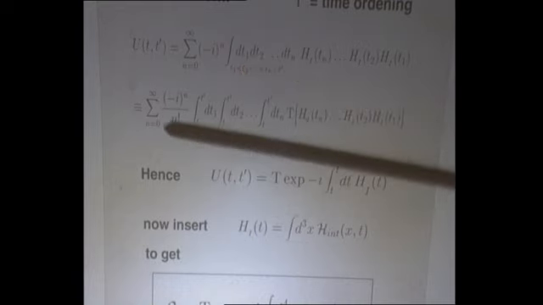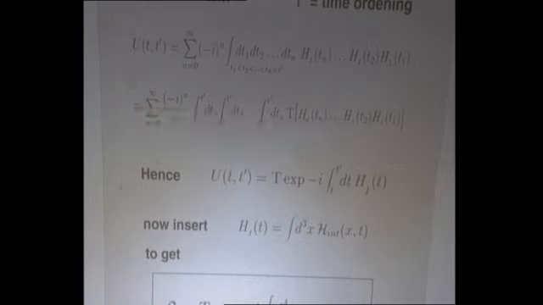And so this indeed is the form of an exponential, and then I can write U of t, t prime as the time-ordered exponential of the integral of the interaction Hamiltonian.